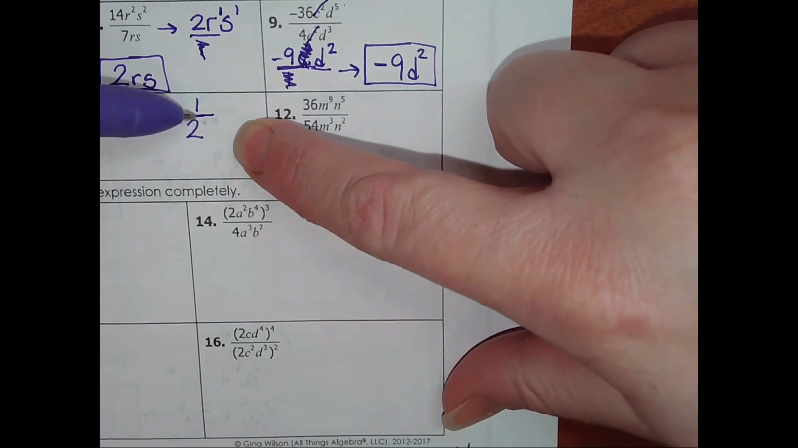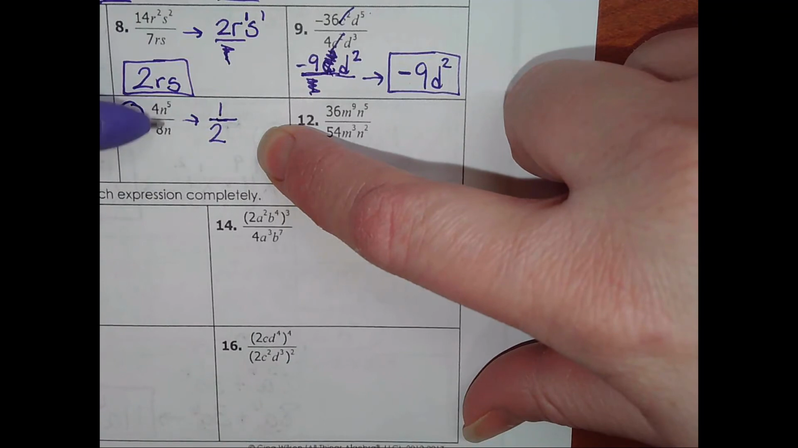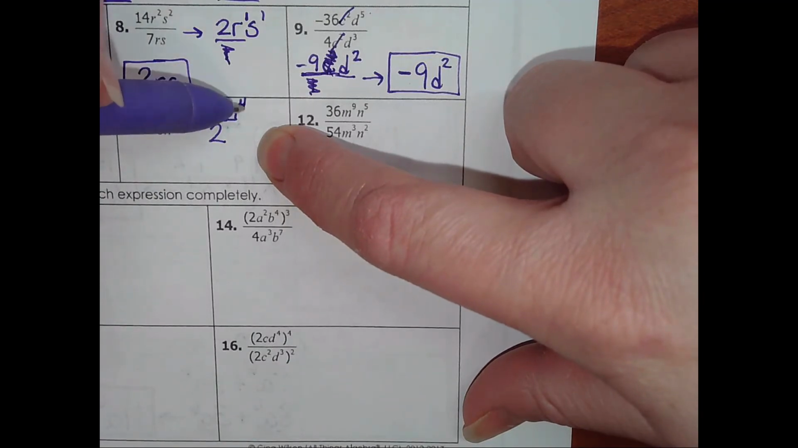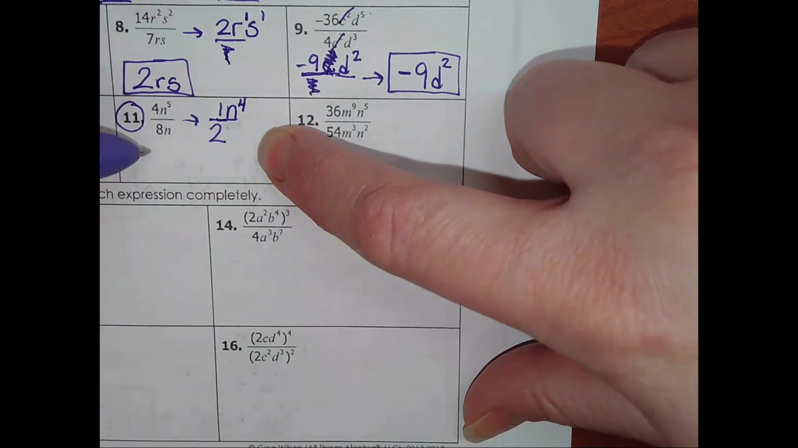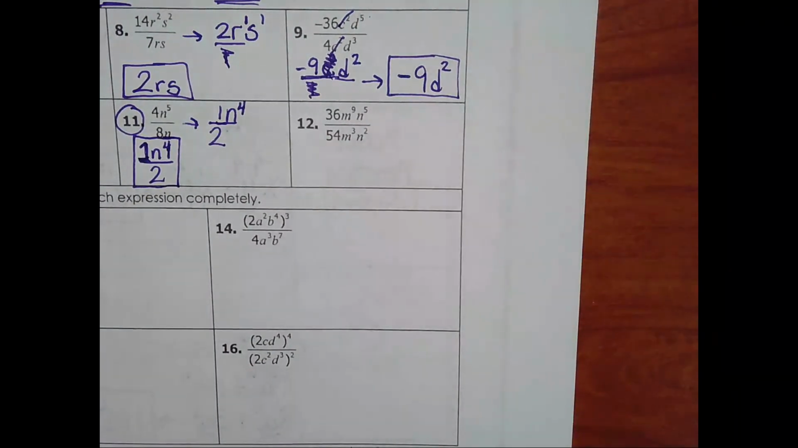Now we don't have a 1 on the bottom, so you've got to be a little more careful. Then you have n to the 5th over n, subtract them. 5 minus 1 is 4. And again, that always goes up top. So we have 1 n to the 4th over 2 as your final answer. You don't have to write the 1 if you don't want to, but you might want to.